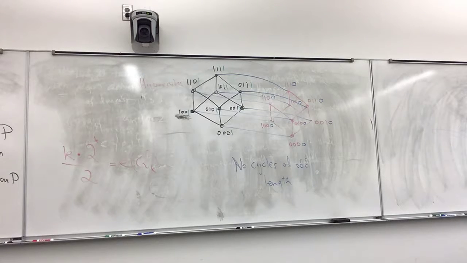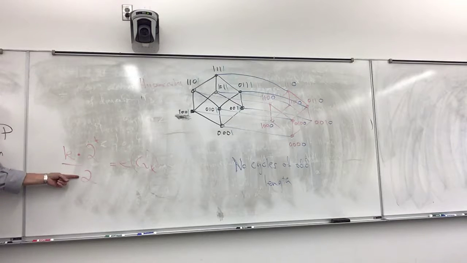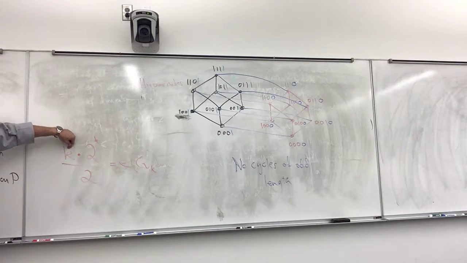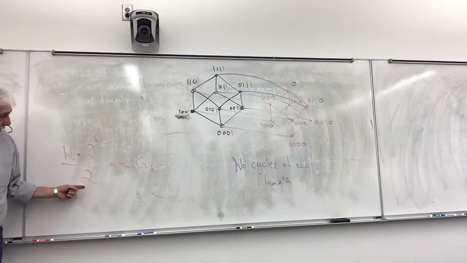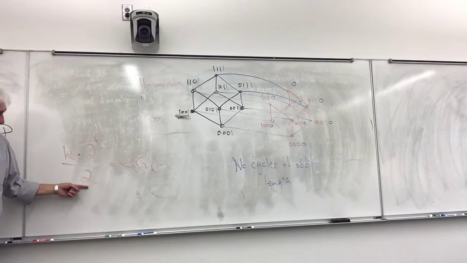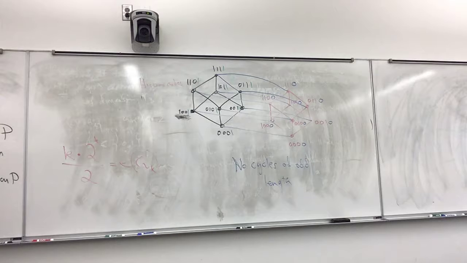Why did I divide by 2? Yeah, so each vertex has degree k, and there are 2 to the k of them. So I'm taking the sum of the degrees of the vertices. As soon as you hear sum, degrees, vertices, there are bells going off, and you're going twice the number of edges. So I have to divide by 2, so that 1 times the number of edges is equal to the number of edges in the cube.